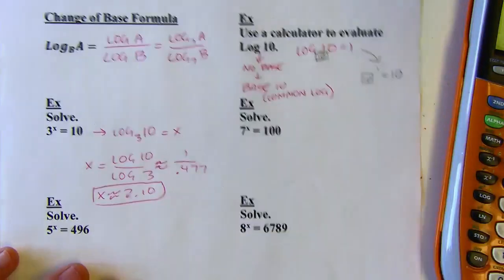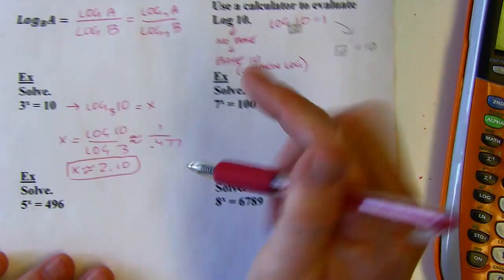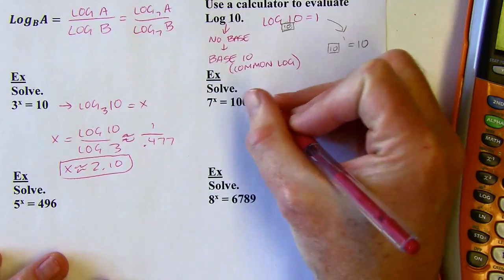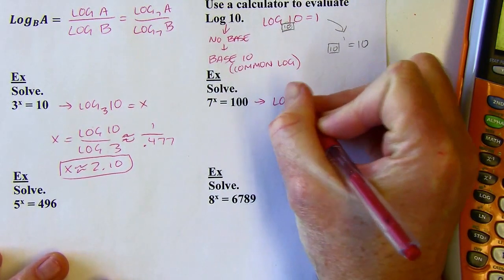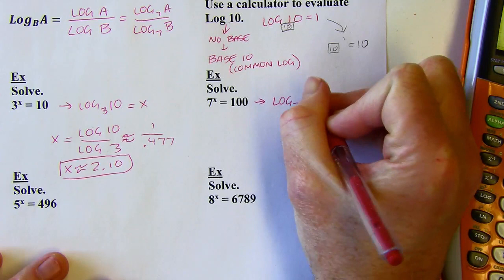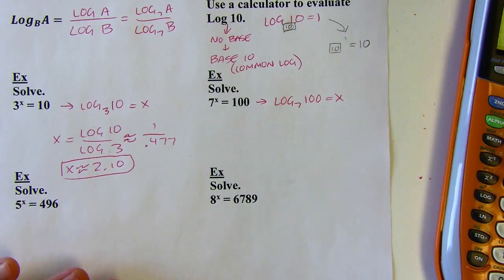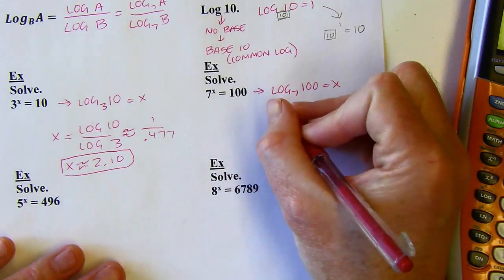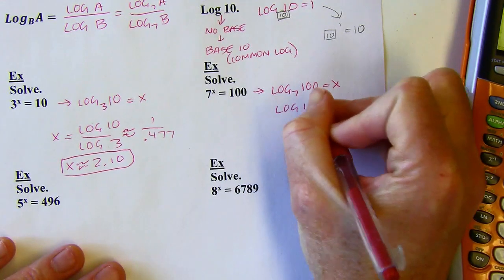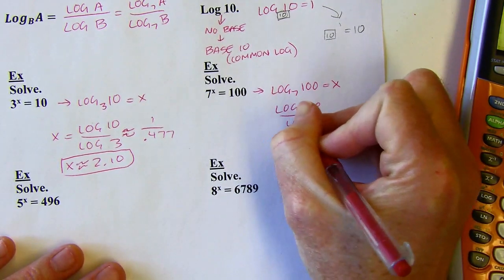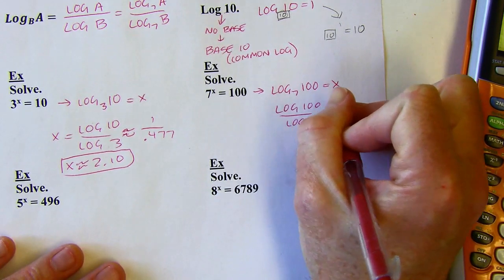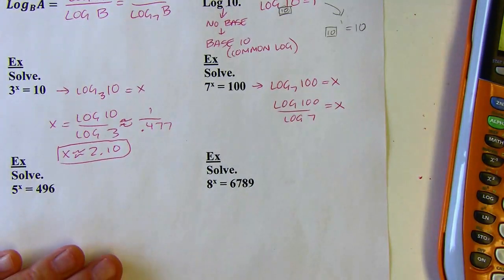All right, so let's try this next one. I'm going to rewrite this in log form first. Log base 7 of 100 is going to equal x. That's how it will look. Okay, and then I want to put this into my calculator. Some calculators, again, you might be able to just type in the base. Mine, I can't do that. I've got to write it in like so.